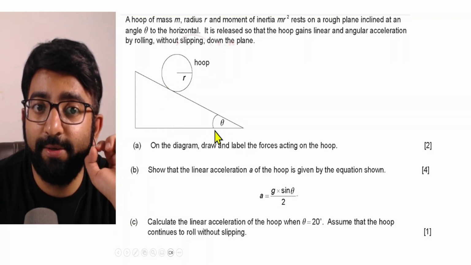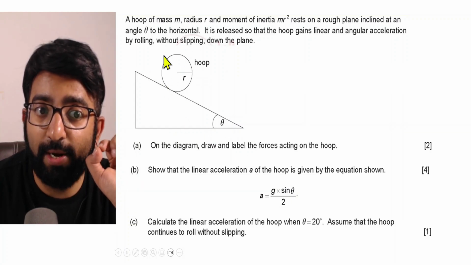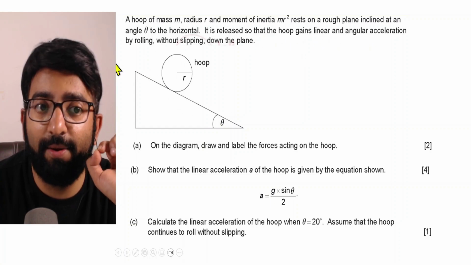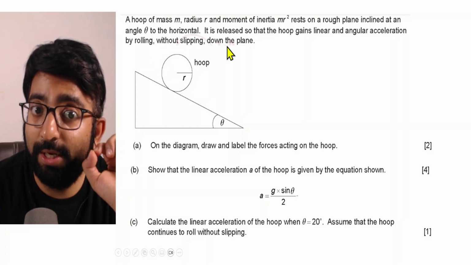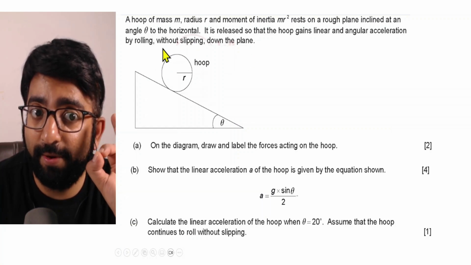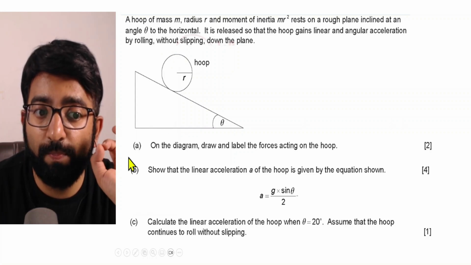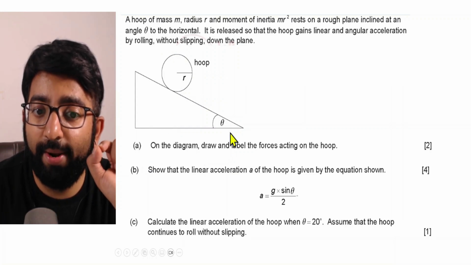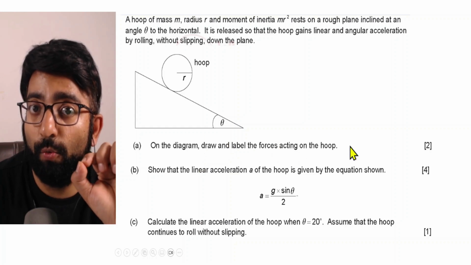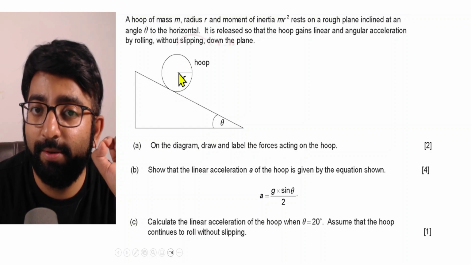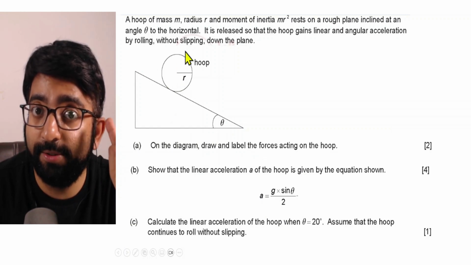The angle of the incline is theta. Now it is mentioned that this hoop is released so that the hoop gains linear and angular acceleration by rolling without slipping down the plane. Now there is a significance of without slipping, which I will explain in a little while. But for now, let's go to part A. On the diagram, draw and label the forces acting on the hoop. That is simple. There are three forces acting on this hoop: mg, weight acting downwards, normal reaction, and friction.